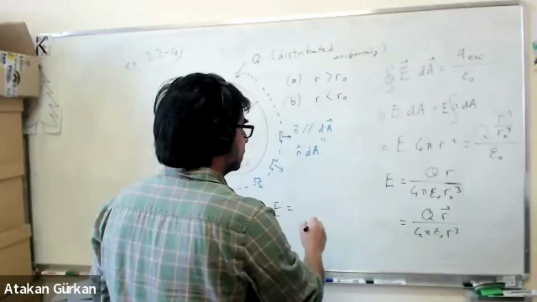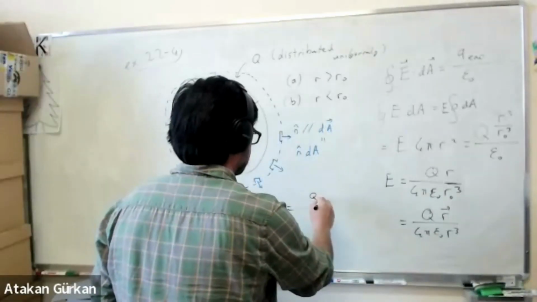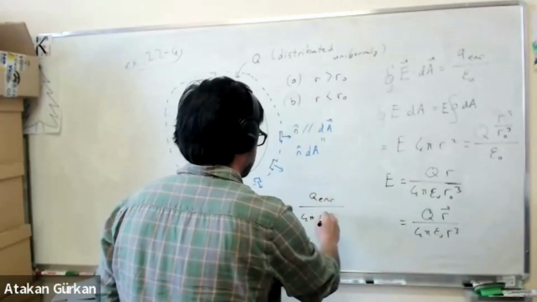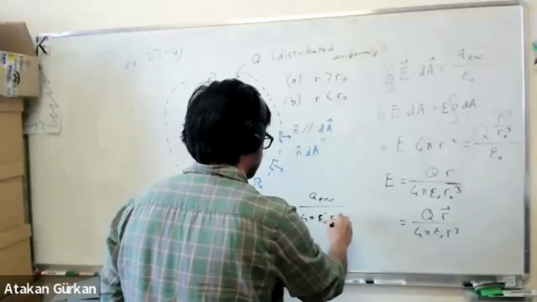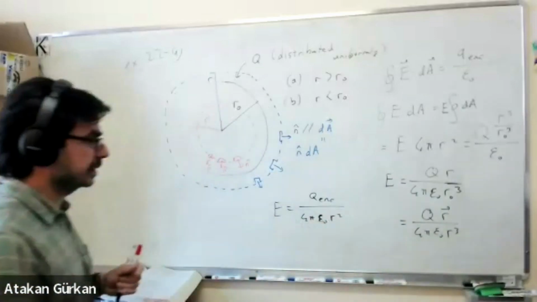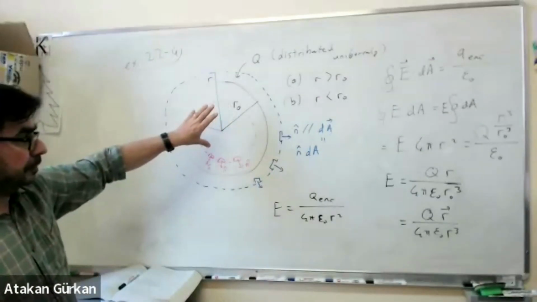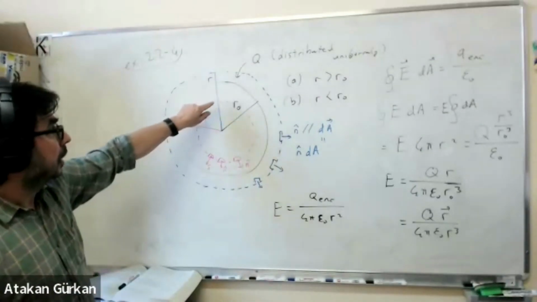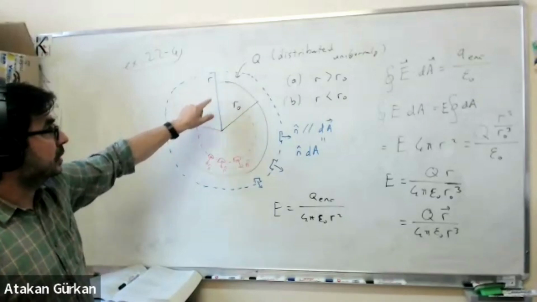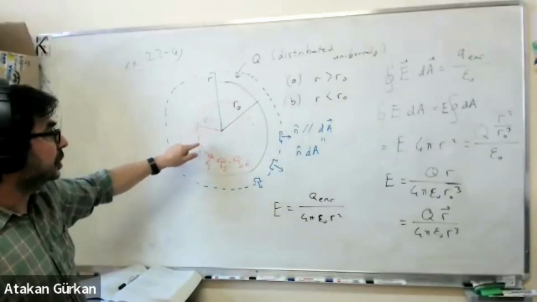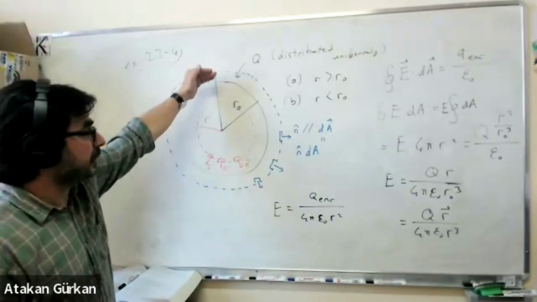So the electric field was Q enclosed divided by 4 pi epsilon naught R squared. What does this tell you? When I have a spherical charge distribution, at a given point within that charge distribution, I only see the effect of the charge that's inside. The outer spherical shells do not contribute.